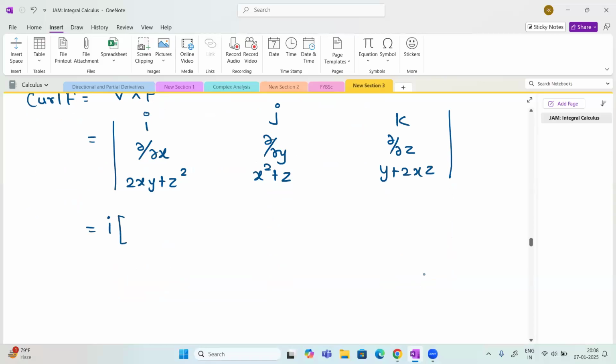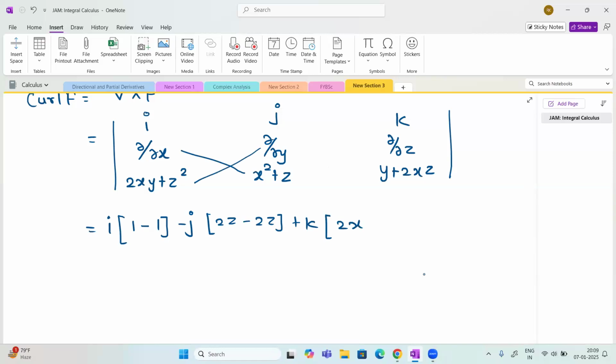For i, its derivative with respect to y is 1, minus its derivative with respect to z, which is 1. For j, its derivative with respect to x is 2z, minus its derivative with respect to z, 2z. What will be its derivative with respect to x? 2x, minus its derivative with respect to y, 2x.